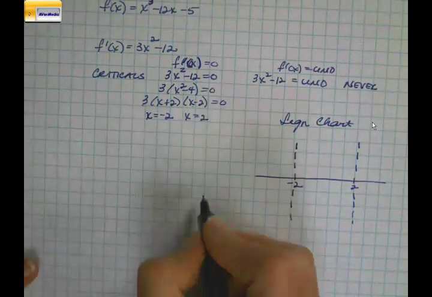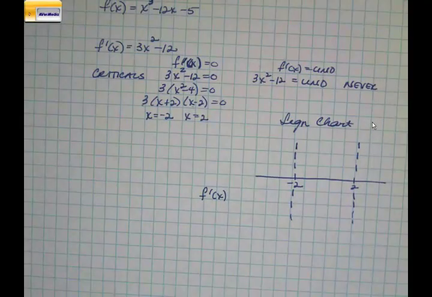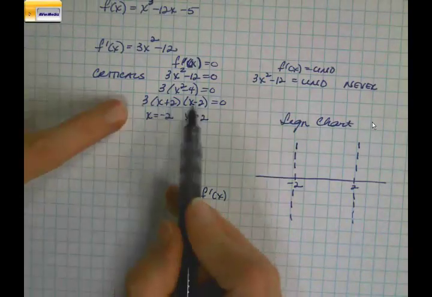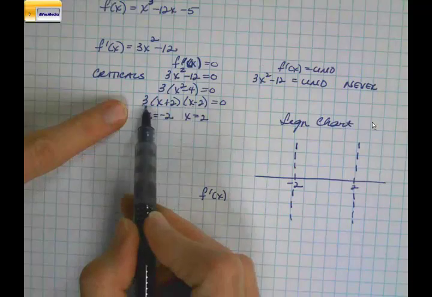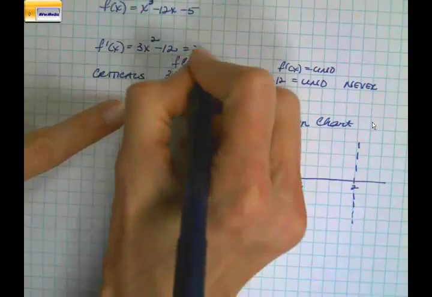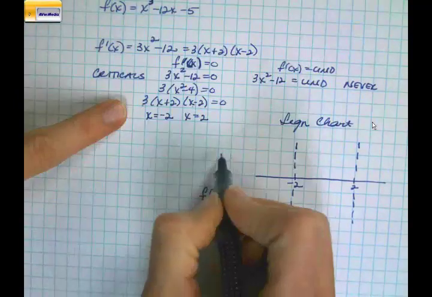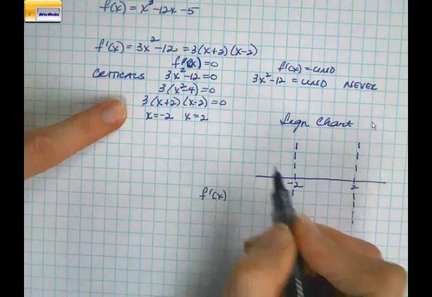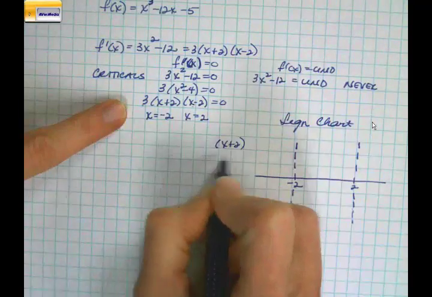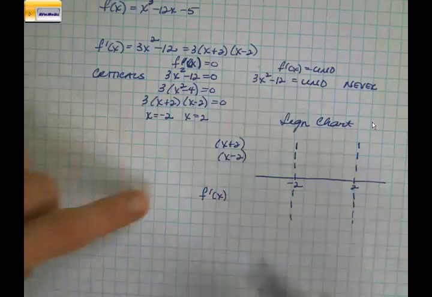Now, we want to know the sign of the first derivative, because if it's negative, the original function is decreasing. If it's positive, the original function is increasing. My first derivative is 3 times x plus 2 times x minus 2. So I'm looking at the product of x plus 2 times x minus 2.